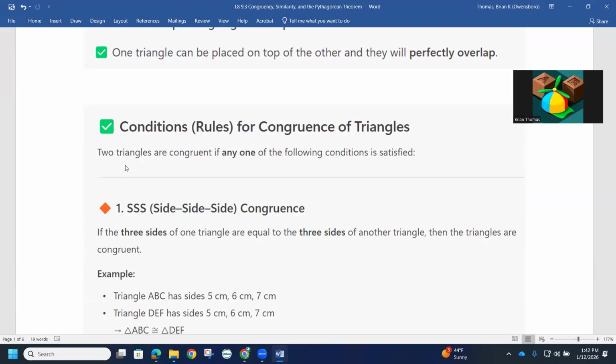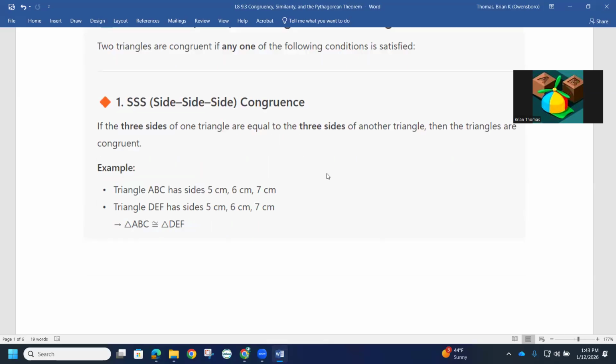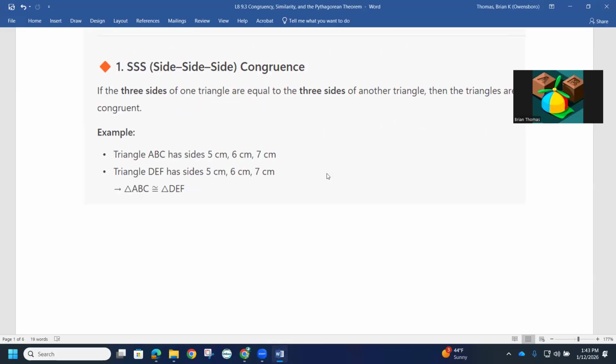Two triangles are congruent if any one of these situations or conditions is satisfied. If the corresponding sides are equal, then the triangles are said to be congruent. So if we compare corresponding sides and they are the same lengths, then the two triangles are congruent, which means they're identical. One triangle should be able to be set right over top of the other, and they should line up perfectly.